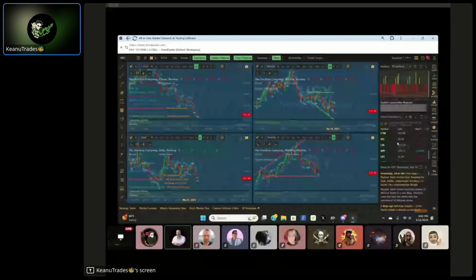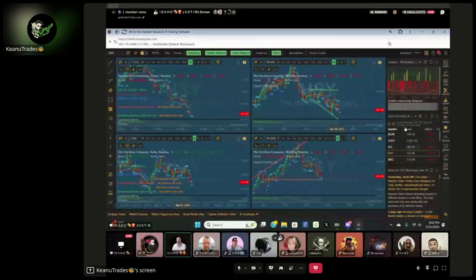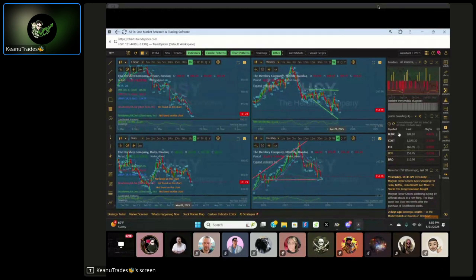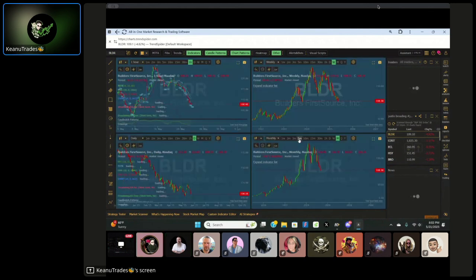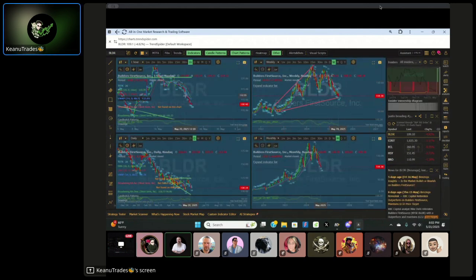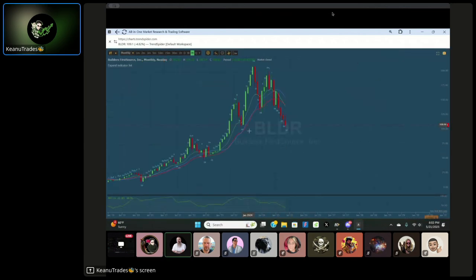So what I have here is this list, my broadening formation list that I scan every day, a couple of times a day, just to see what's out there. And as far as broadening formations, where are we at? We'll start with Builder's First Choice, monthly. Obviously, we got a 2 down on the month. It's taken out all this and looks like we're going to the lows here.